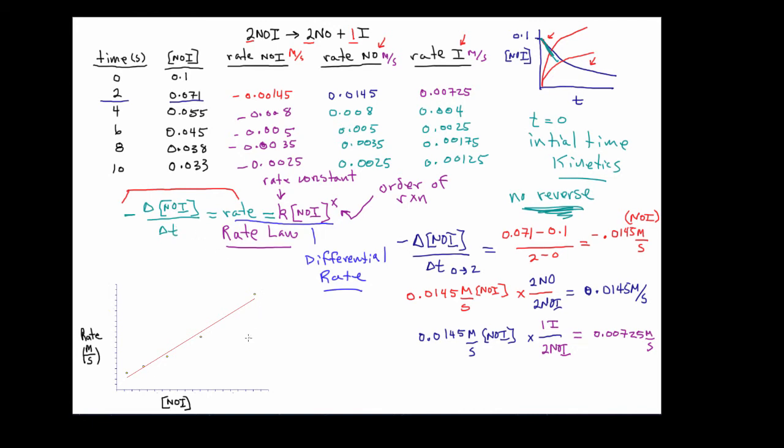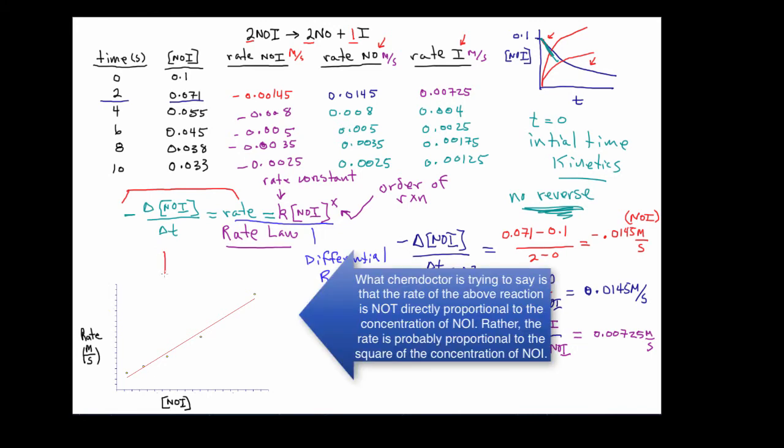Now, what I want to draw your attention to is the graph that I've done below. What I did was take the data set that we have here and plot the rate of the reaction. That would be the rate of disappearance of NOI, but as a positive rate, as a rate of change without the negative sign. So I took this column of data, the rate of change of NOI, and plotted it as a function of concentration. So the concentration of NOI at these different rates is shown on the graph below.